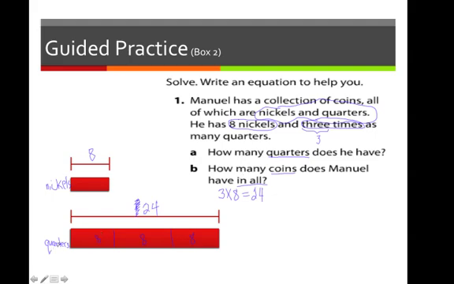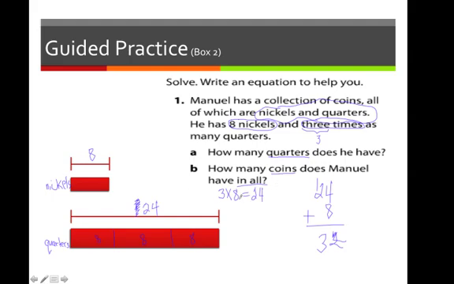That would be all of the quarters and all of the nickels, which would be 24 plus 8 more. 8 and 4 is 12. Let's do that again, sorry. 12. And 1 and 2 is 3. So 32 total coins in all.